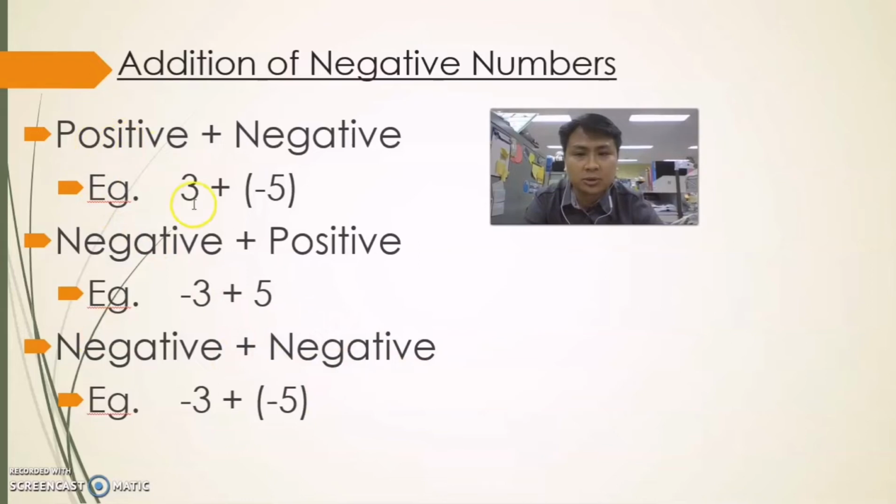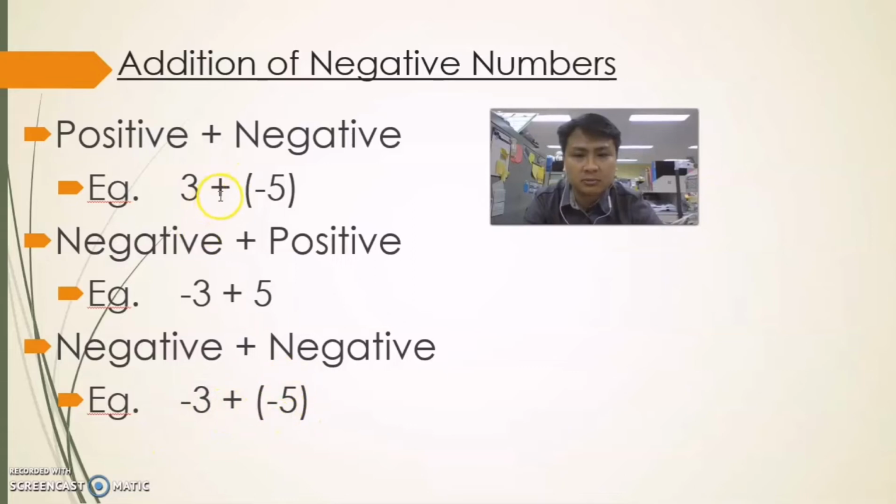For example, 3 plus negative 5. This is a scenario whereby we take a positive number adding a negative number. Negative plus positive will be negative 3 plus 5. And negative plus negative will be negative 3 plus negative 5.